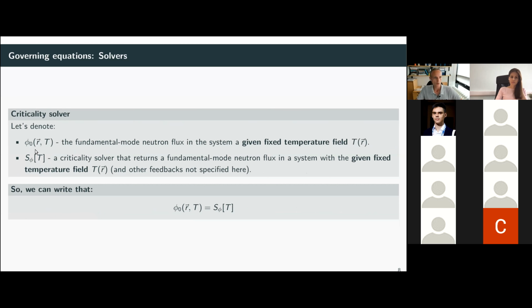All right, so next, let's denote the fundamental mode neutron flux in the system by phi naught. And it will be dependent also on the given temperature field in the system, right? So if the system has the temperature feedback, then the neutron flux will depend on the temperature field. So I'm going to include this dependence in the flux. So the fundamental mode basically means that it is the steady state flux in the system with the given temperature field, right?